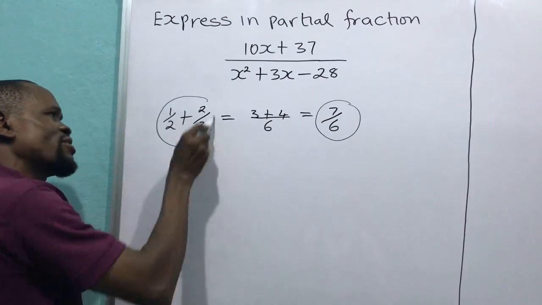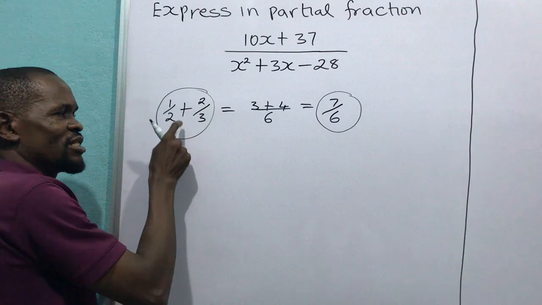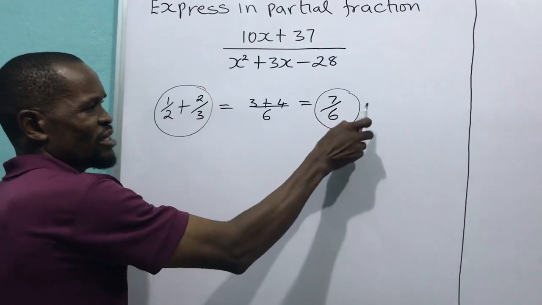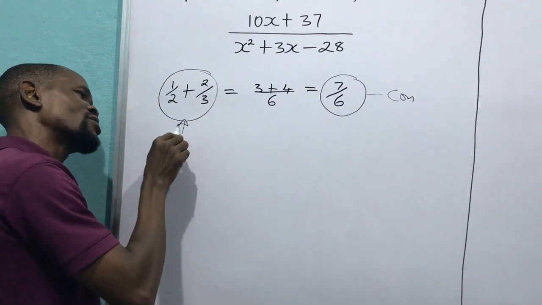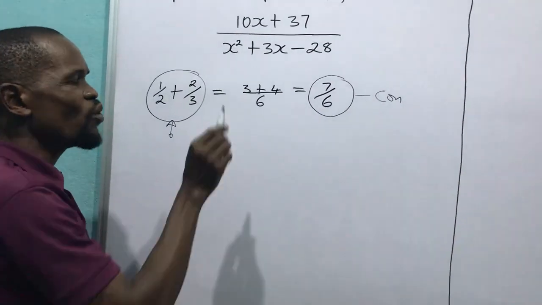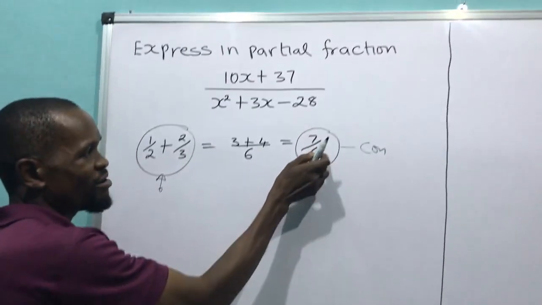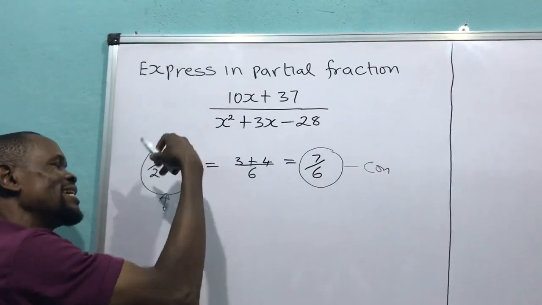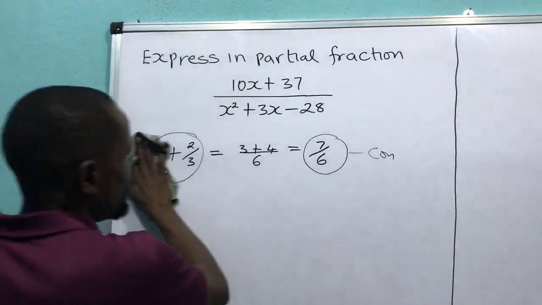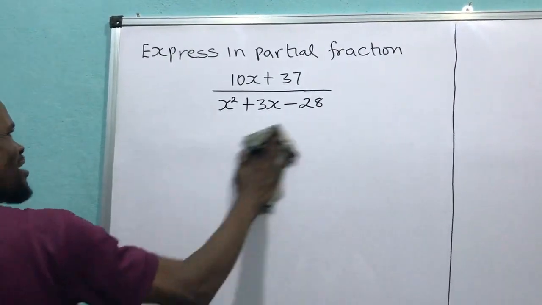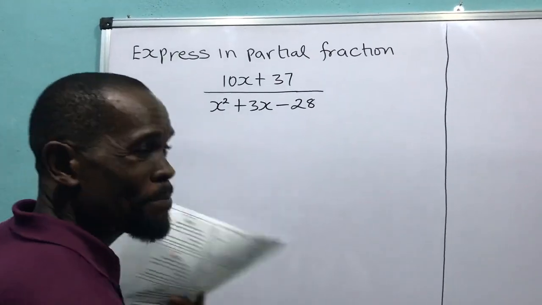This is a compound fraction. This is a partial fraction. This is what produced this. This one is the compound fraction, and this is the partial fraction. So what we are given is a compound fraction, and we are asked to get what? The partial fraction. So from this, you have started having a knowledge of what we mean by partial fraction.